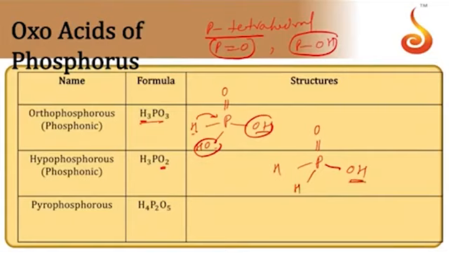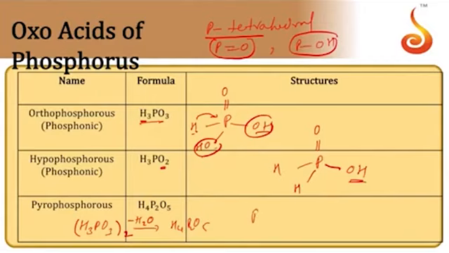Then comes pyrophosphorous acid. This can be assumed by taking two molecules of H3PO3, phosphorous acid, and subtracting one H2O from them. Then you get H4P2O5. Pyrophosphorous means taking two molecules of phosphorous acid and removing one water molecule.